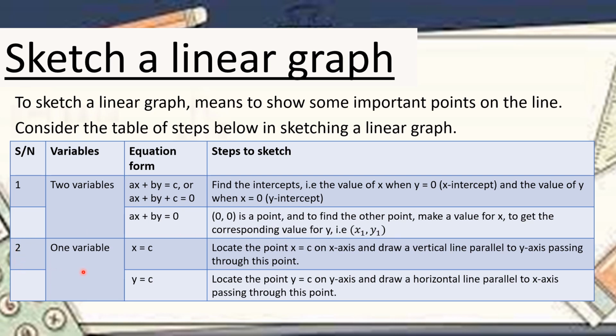The second part is the one variable aspect, where we can have x equals c or y equals c. For x equals c, since it's one variable, we locate the point where x equals c on the x-axis, then draw a vertical line parallel to the y-axis passing through this point. Almost the same for y equals c, we locate the point y equals c on the y-axis, then we draw a horizontal line parallel to the x-axis passing through this point.